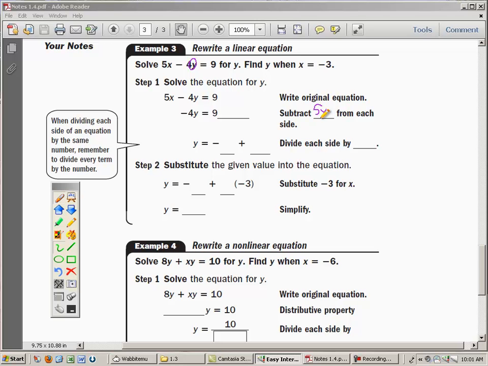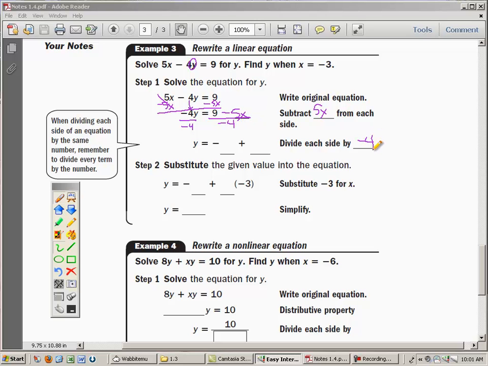And I'm going to try to squeeze it in down here. We're going to minus 5x and minus 5x. So these cancel out. On the left side, all I have left is the negative 4y. On the other side, it's 9 minus 5x. All right? So then we're going to divide both sides by negative 4. So we're going to divide this whole side by negative 4.